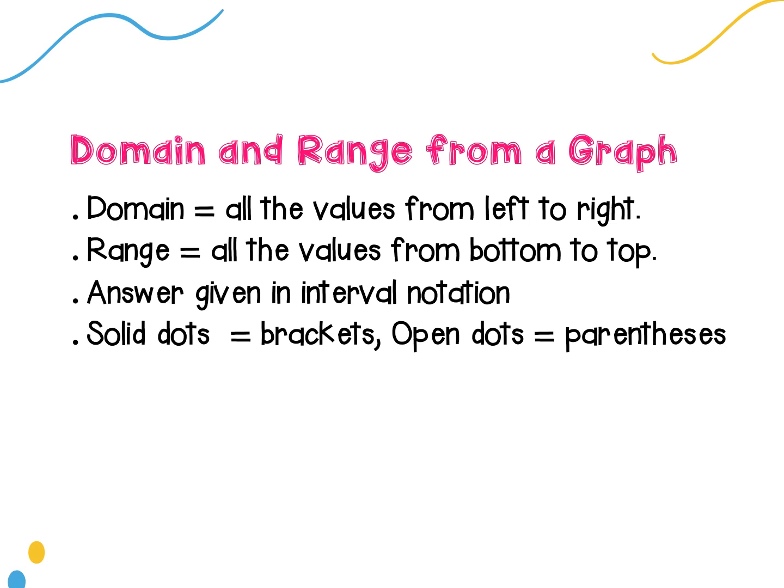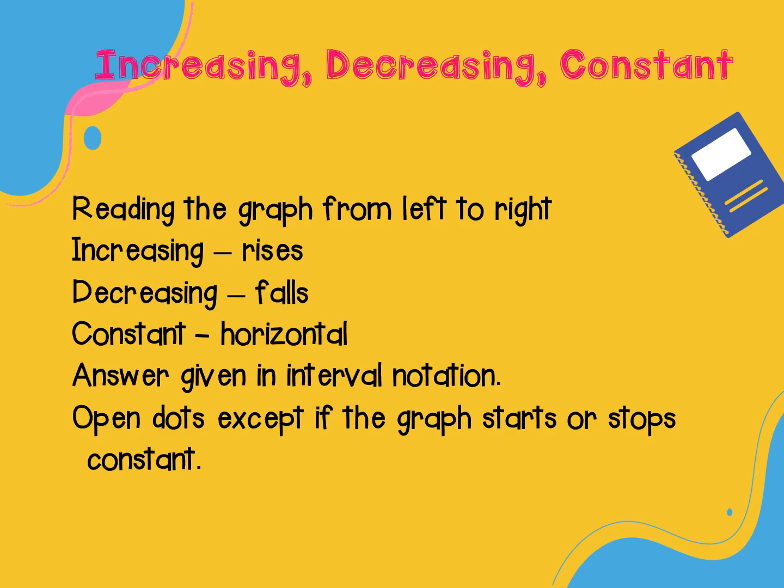So remember, when you have a solid dot or a solid circle, it'll be a bracket. When it's open dots, it's going to be parentheses for our interval notation. We're also going to be identifying the increasing, decreasing, and constant portions of the graph. And again, we're going to read our graph from left to right. The increasing, decreasing, and constant is going to come from the domain.